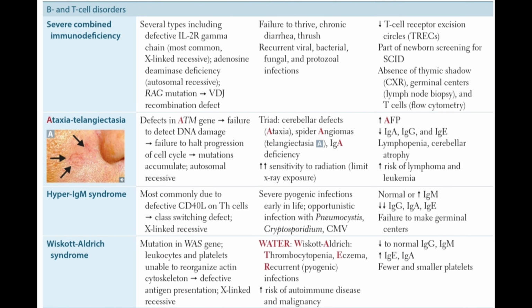So in this video, we discussed various B and T cell disorders that lead to immunodeficiency. We discussed severe combined immunodeficiency, Ataxia telangiectasia, Hyper-IgM syndrome, and Wiskott-Aldrich syndrome. I hope you understood this topic on immunodeficiency in B and T cell disorder.